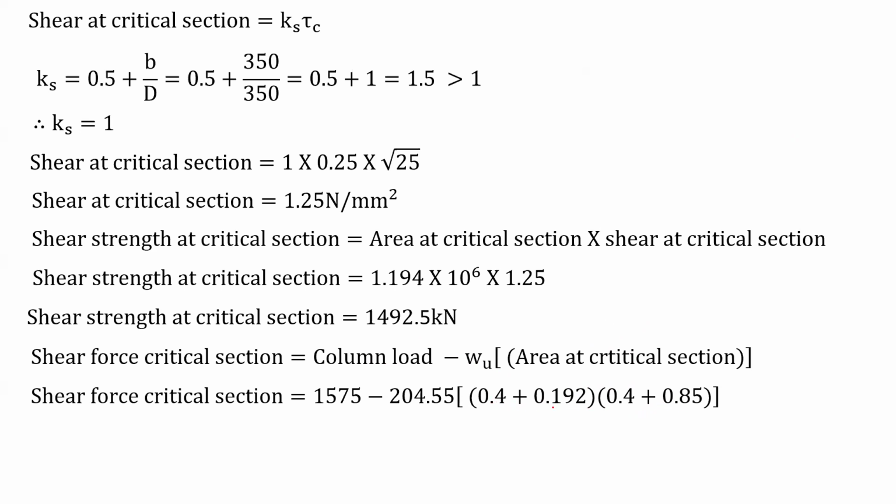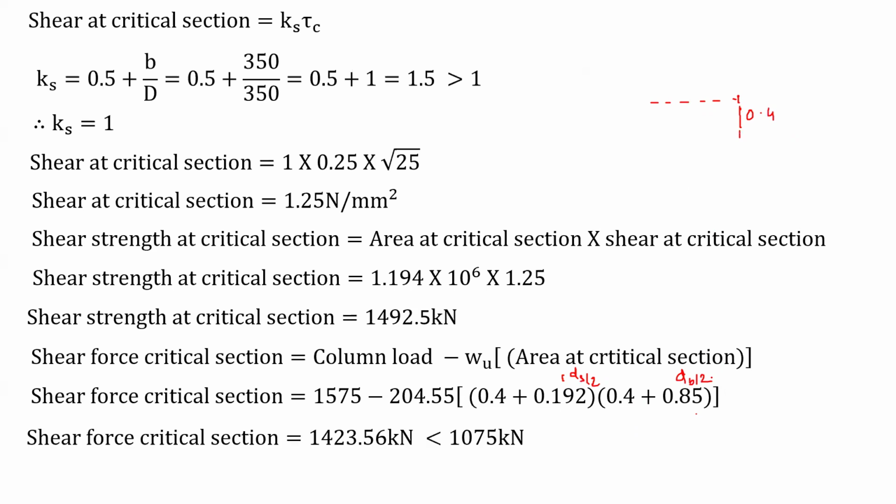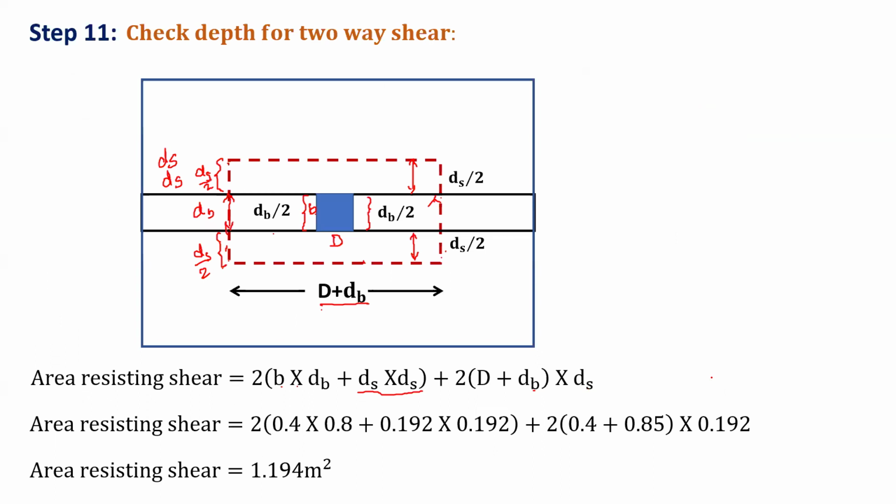So values are calculated accordingly. If I go likewise, we have B that is 0.4, and on one side we have depth of slab, and on one side we have depth of beam, and therefore 0.4 plus 0.85 and 0.4 plus 0.192. This is ds by 2, ds by 2 on both sides. This is dB by 2, dB by 2 on both sides. And then we will get this value 1423.56, which is less than 1075 kilonewton. So we have considered 1075 kilonewton.